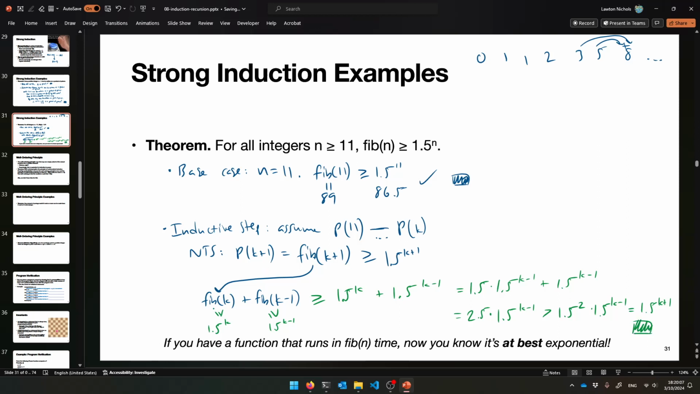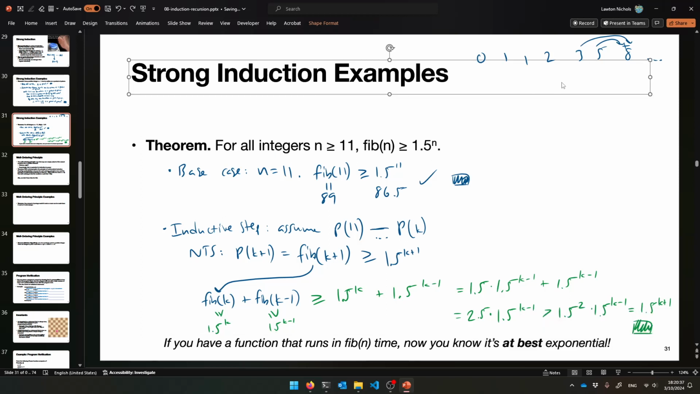So you needed those two previous terms, so you needed strong induction again, right? You needed strong induction to get at the proof of the two ago term rather than just the one that was right before k plus one. Okay, again, strong induction to the rescue. You needed all of your previous proofs at your disposal. And so now you know that if you write a function that somehow runs in Fibonacci time, it's actually an exponential algorithm, right? At best, this is a lower bound. You know, it's at best exponential.